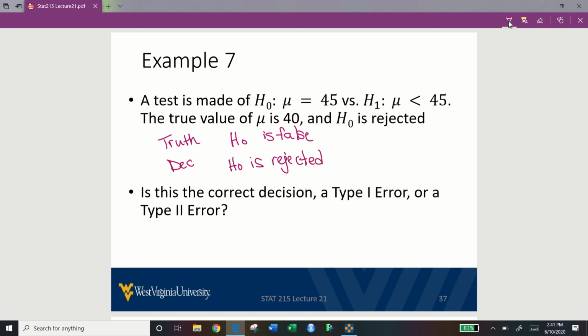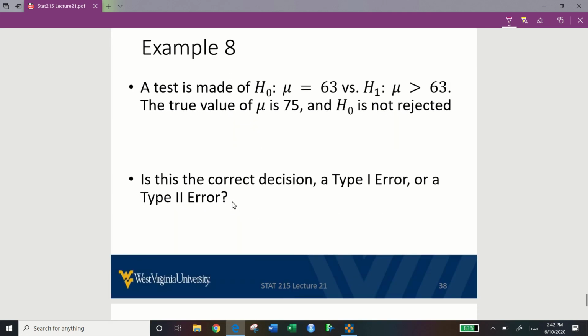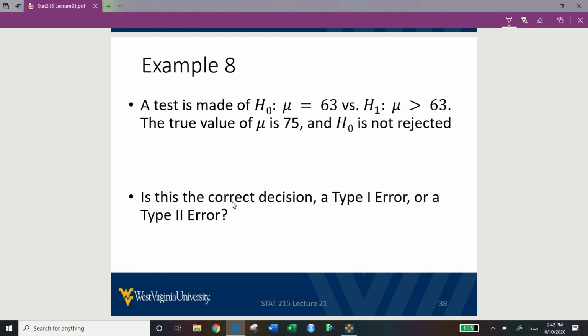So we wrote the truth that null is false. Our decision was that the null is rejected. This implies we made a correct decision. The null was not true, and thus we rejected it. Good job, us. Let's take a look at example 8.